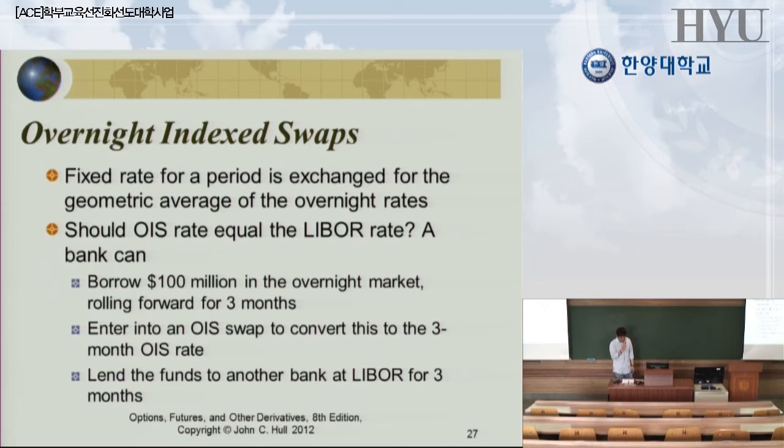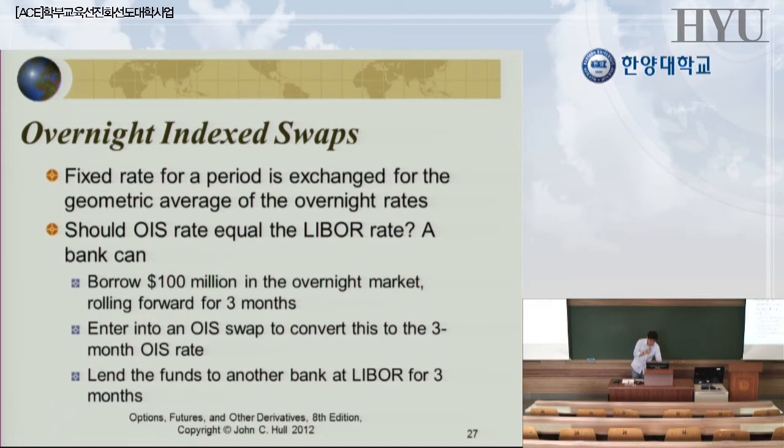Overnight index swaps. This is usually targeted by central banks to influence monetary policy. The fixed rate for a period is exchanged for the geometric average of the overnight rates that the central banks have targeted. Let's look at whether the overnight index swap rate and the LIBOR rate are equal. Picture this situation: you borrow $100 million in the overnight market, rolling forward for 3 months. You also enter into an overnight index swap to convert the amount that you borrowed to the 3 months OIS rate. And then finally, you also lend the funds to another bank at LIBOR for 3 months.